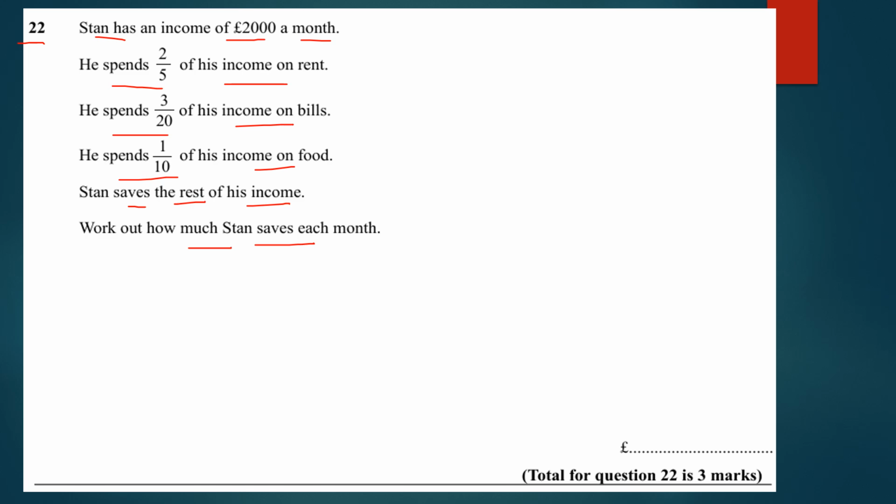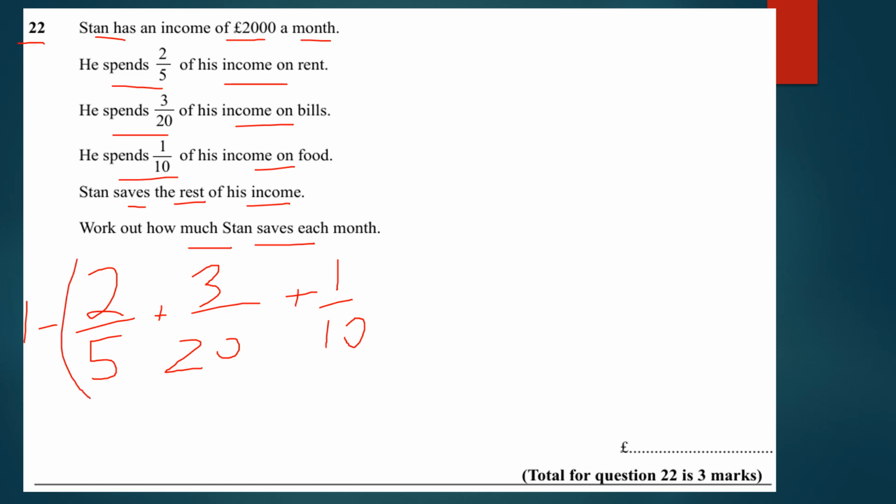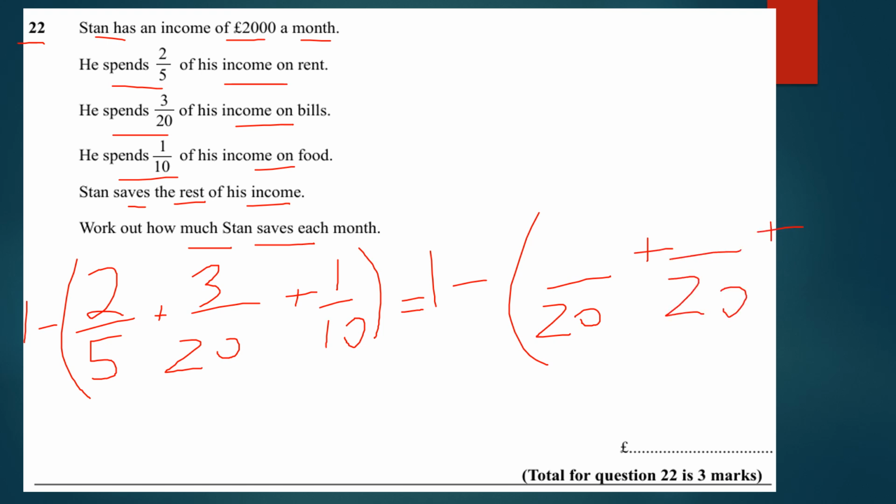If it was me, I'm going to work out 2/5 plus 3/20 plus 1/10, and then I'm going to take that away from 1. That will tell me what fraction he actually saves. So I'm going to do 1 minus that, and to make this into a common denominator, I'm going to change it into 20ths. So 1/10 is equal to 2/20.